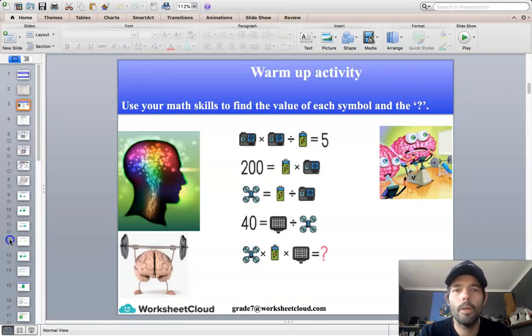There's a GoPro, a battery, and a drone, as well as a light. And you need to tell me what the value of those symbols are, as well as the question mark at the end. Press pause and then press play to see how you get on.